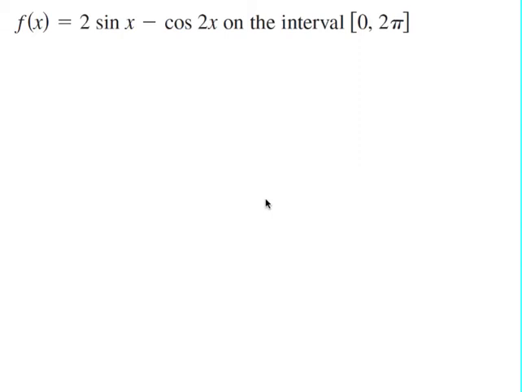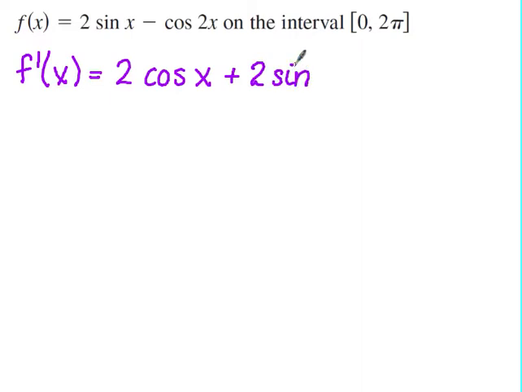This trig function. If you remember from Friday, if I want to find the max and the min, or the extreme values here, what do I need to do? Find the derivative. So if I find the derivative here, I get f prime of x equals 2 cosine x plus 2 sine 2x.